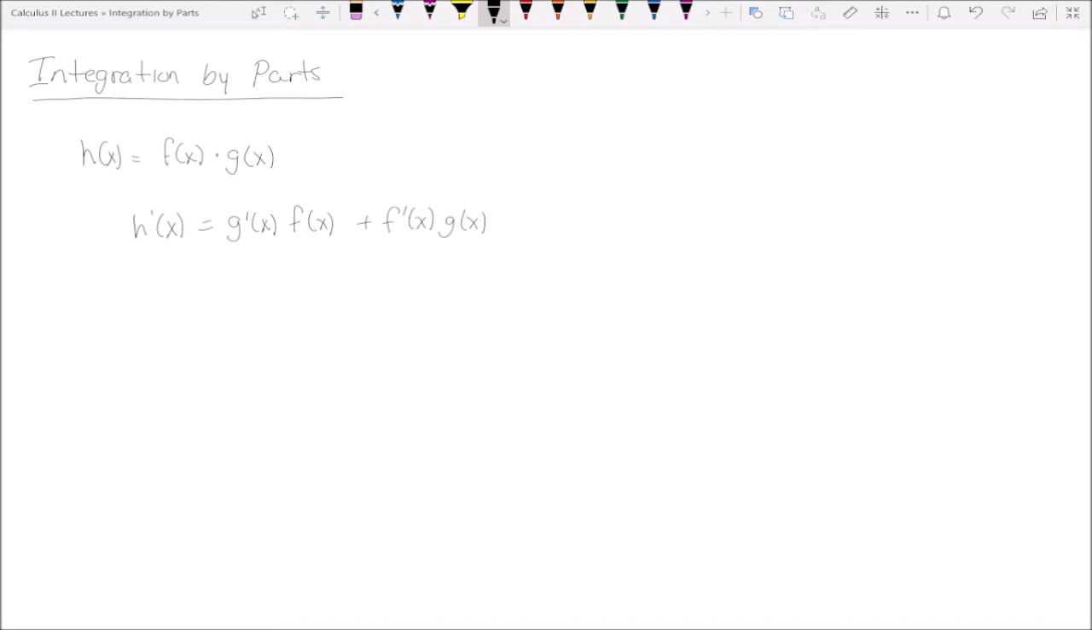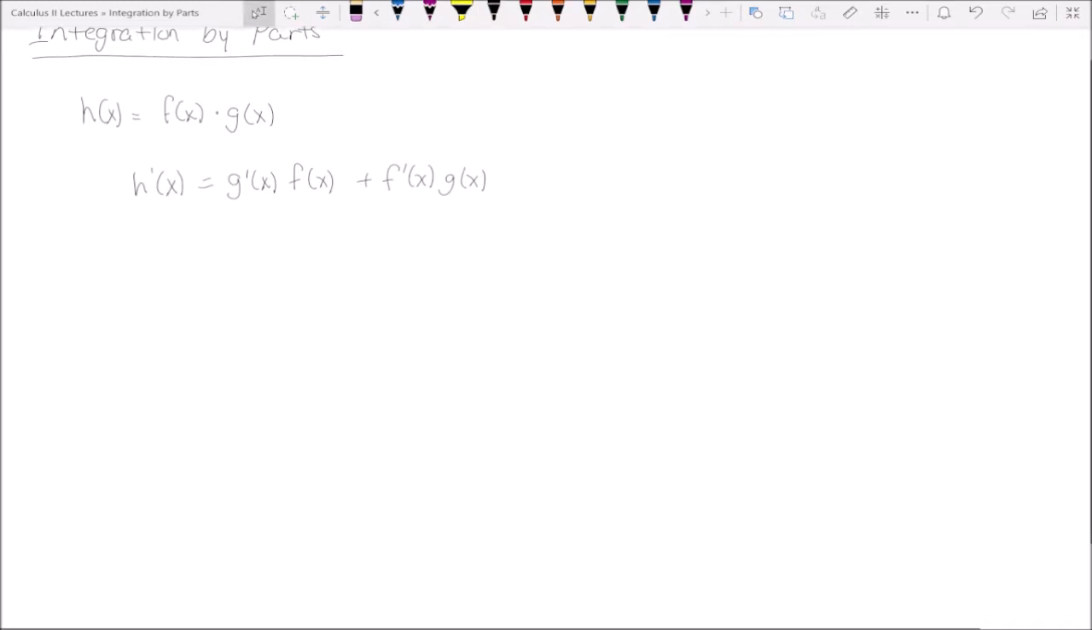Now, also recall that by definition of anti-differentiation, this means that f of x times g of x is equal to the antiderivative of g prime of x times f of x plus f prime of x times g of x dx.